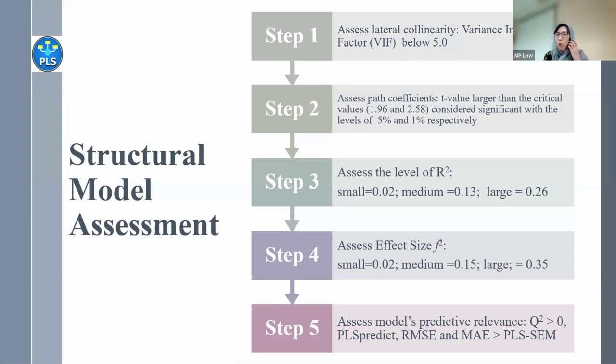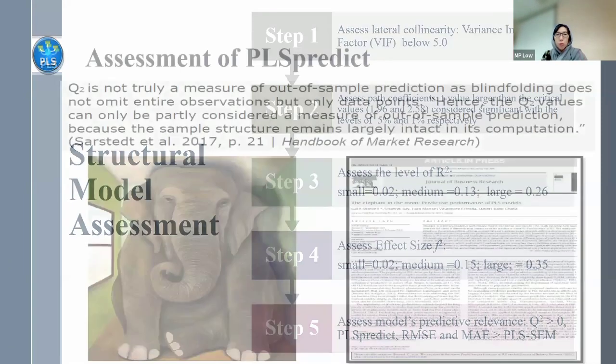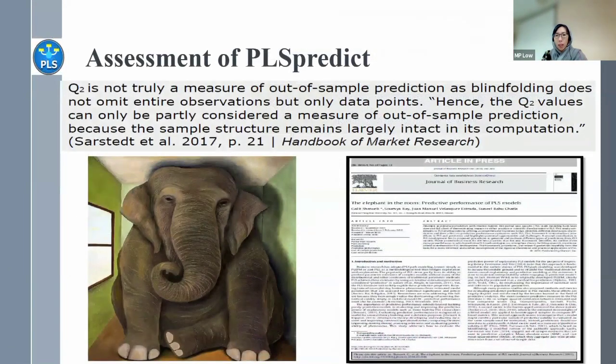So for this one, we can use PLS predict. Q square is now already retired. So we can use RMSE or MAE here to look at the PLS predict. Okay, now, this is the paper by Professor Shmueli, where she talked about the assessment of PLS predict.